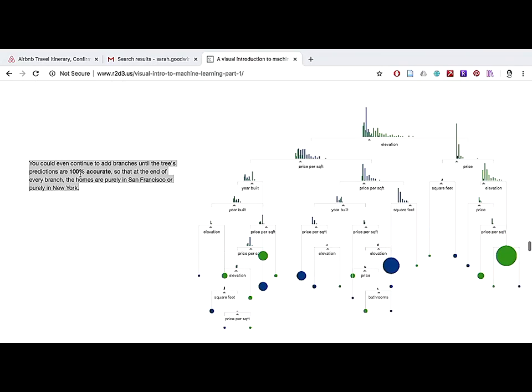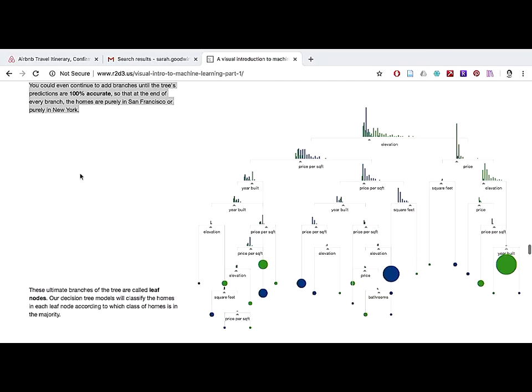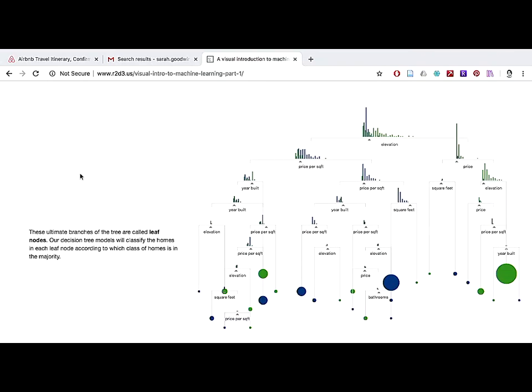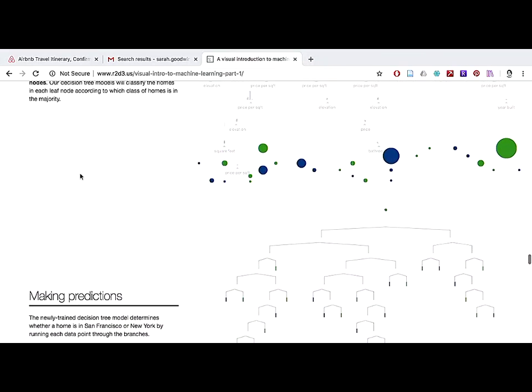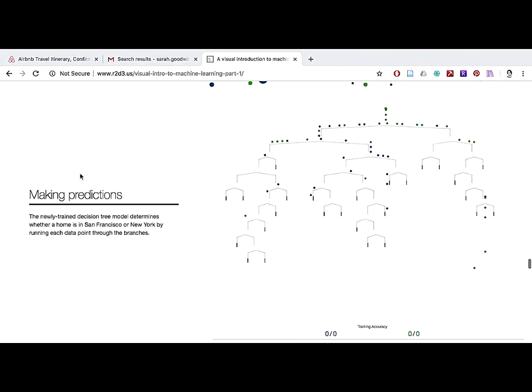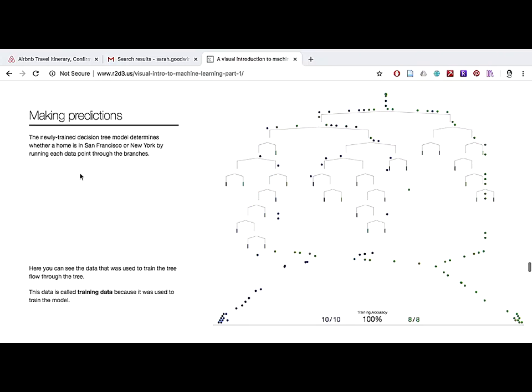You can continue to add branches until the tree's prediction is 100%. So at the end of each branch, the homes are purely in San Francisco or purely in New York. It's learning on this data and uses each of these to make decisions: elevation is the first thing, then price per square meter, then year built, and so on. Eventually all our training data is perfectly classified into our leaf nodes, and we can then make predictions. It's a very beautiful representation. I wish I had this.